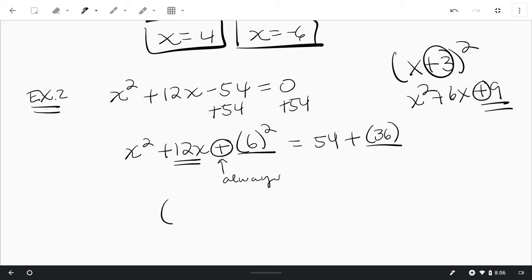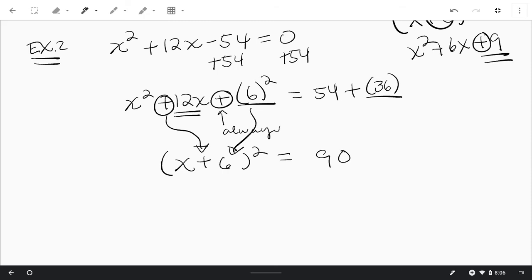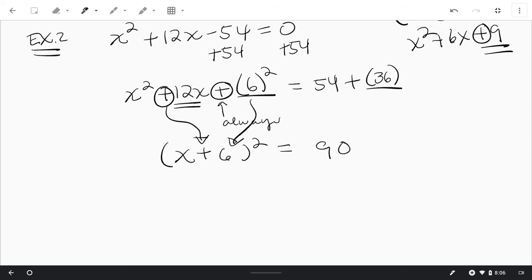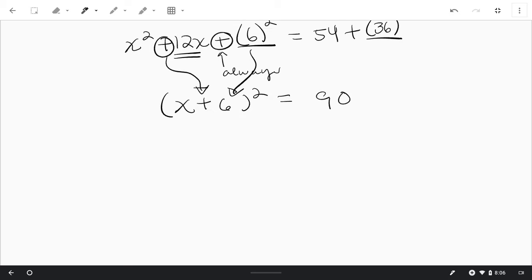So this side factors out to the square of a binomial, and that's going to be x. And again, I use this sign over here, and I use the number that's in here, 6. Quantity squared equals 90. Okay, so I'm just going to stop right there because the goal is not to solve these, but to complete the square so that it's written like this, which is almost standard form for quadratics.